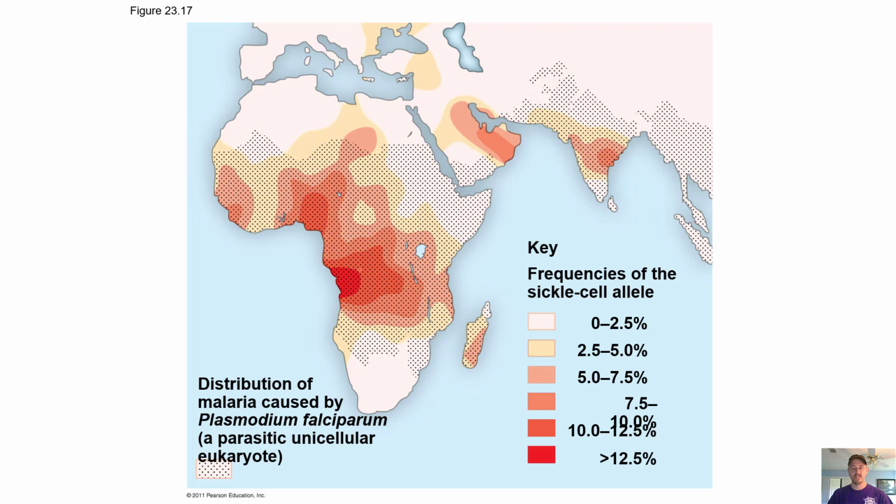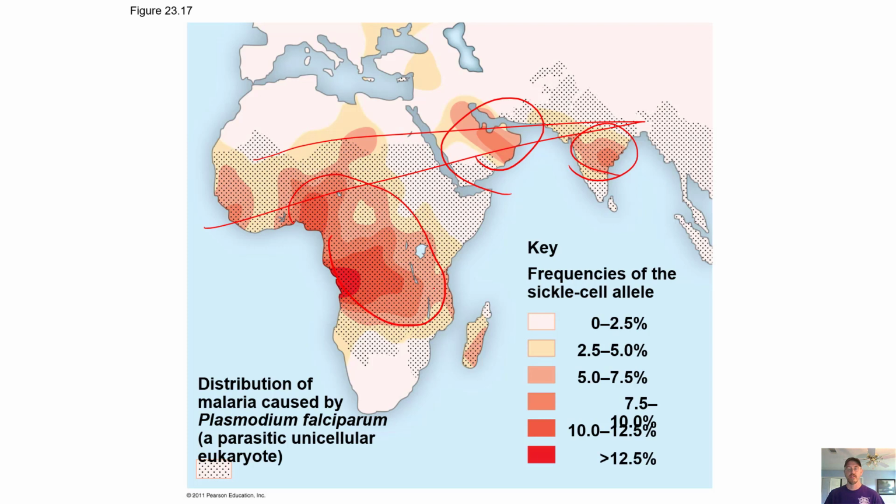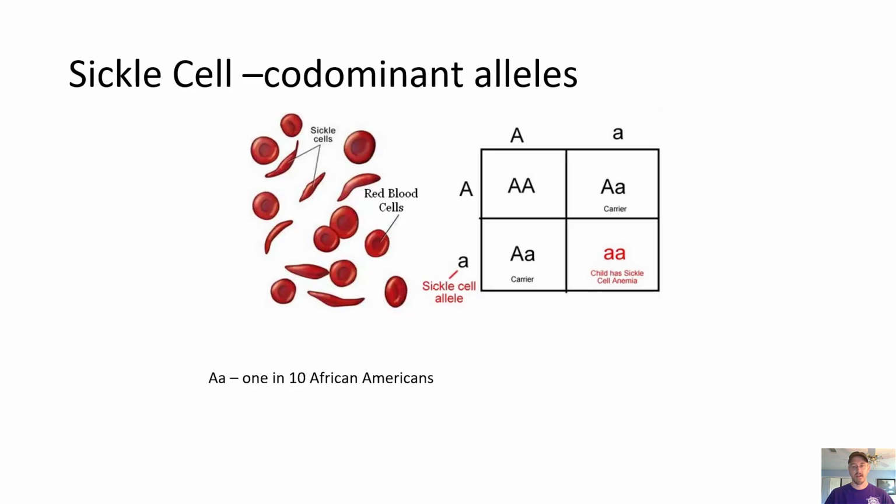Here we can see where sickle cell is really common. Here, here, and here, right? And that's also where malaria is really common. And when you're a carrier for sickle cell, it helps you actually fight malaria. Whereas if you don't have a sickle cell gene, you are far more susceptible to malaria. So here we can see that it's a co-dominant allele. It's called co-dominant rather than recessive or dominant because they both show up.